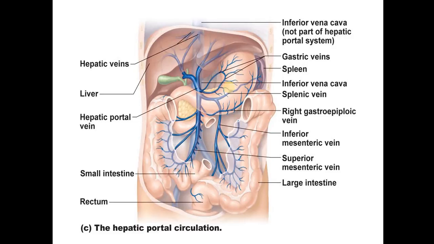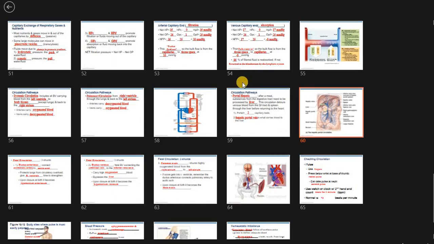So here is the hepatic portal circulation. You can see the stomach located. From the stomach, you get substances.